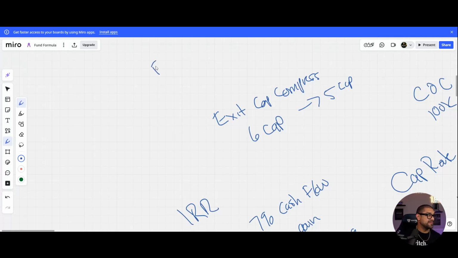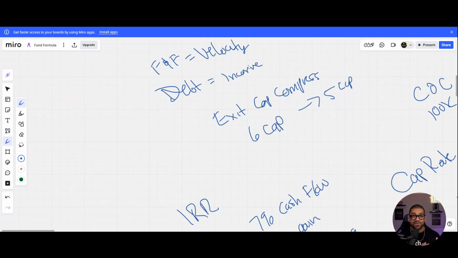So fix and flips equal velocity. You're flipping houses with investor capital. It's all about speed. How many times can you turn the same dollar in a year? Short holds, high activity. Investors like it because they can see quick movement and tangible projects. Debt funds equal income. Now, you're the bank, you're lending money, returns are fixed, boring, predictable. Investors love the safety and collateral of steady monthly checks.